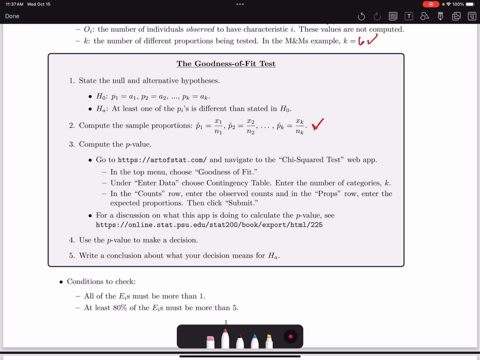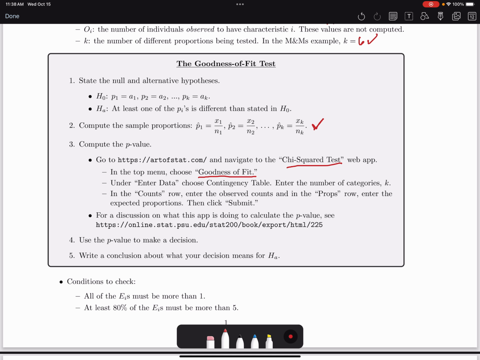Okay, so we'll go to ArtofStat and we'll navigate to the chi-squared test web app. Now, in that web app, there's going to be two options. There's going to be a goodness of fit option, and then there's going to be a homogeneity / independence option. If we want to run the goodness of fit, then obviously we need to make sure to choose the goodness of fit option. Okay. We'll enter the data that we were given into the contingency table, and then I'll kind of show you how to do the rest as we look at an example.